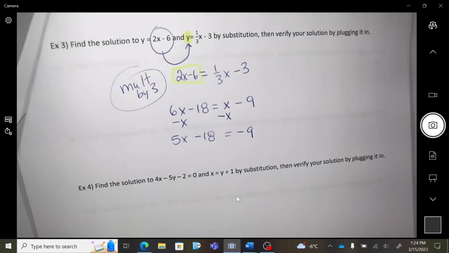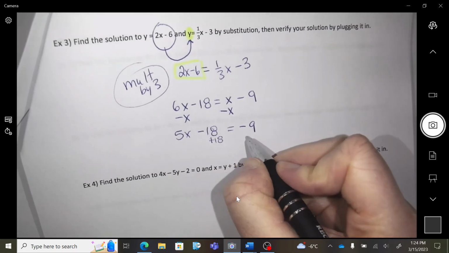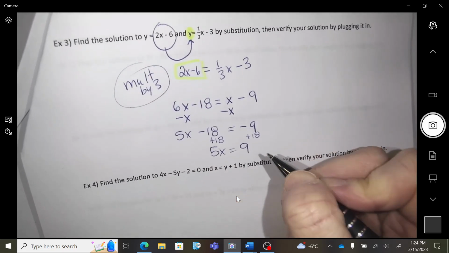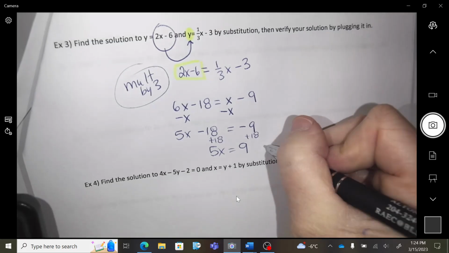Does that make sense? Algebra steps here. And then you should add 18. And that's a fraction, so that's fine.